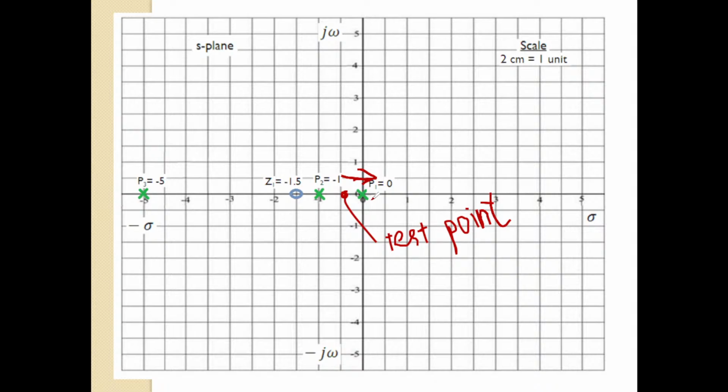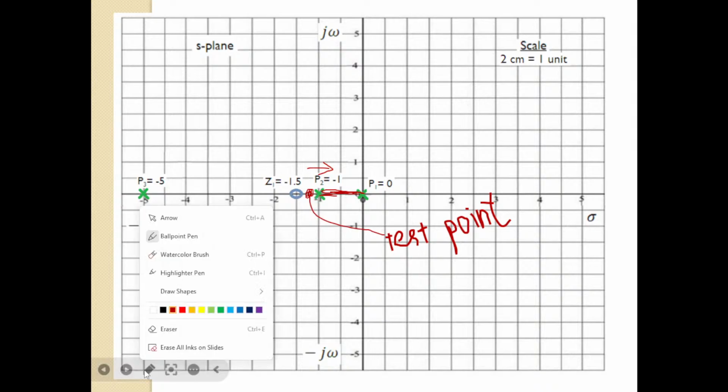Now look towards right. From this point, look towards right. When you look towards right, the sum of poles and zeros on the right side of this test point is even. There are 2 poles here, which is an even number. Therefore there will not be any root locus between P2 and Z1.